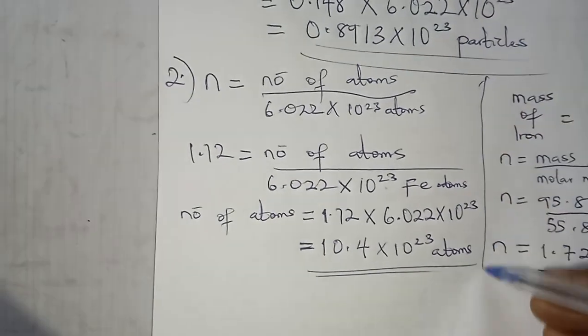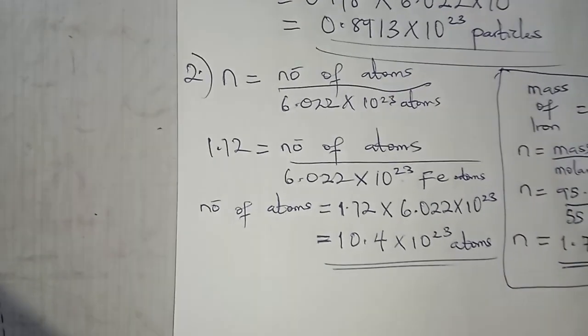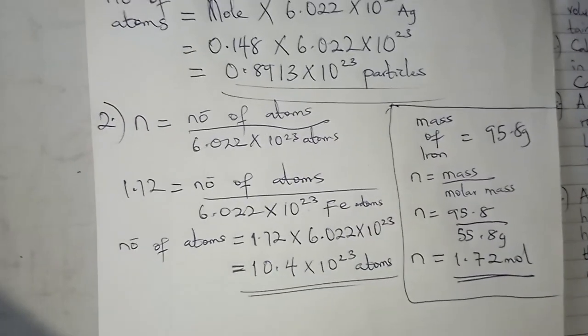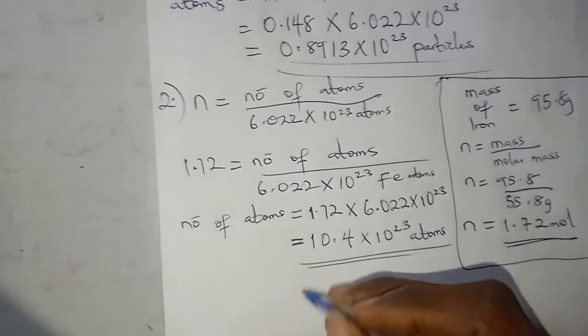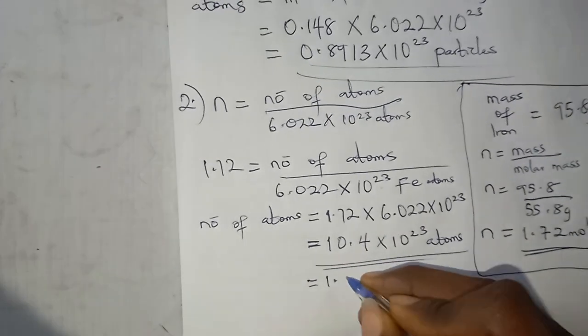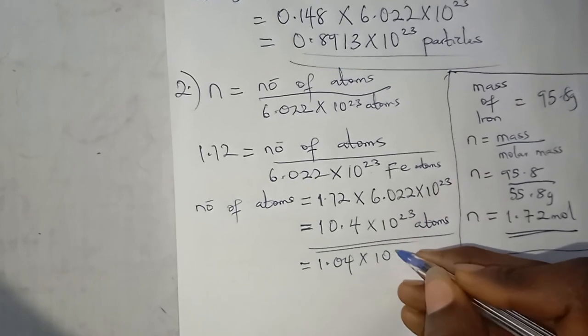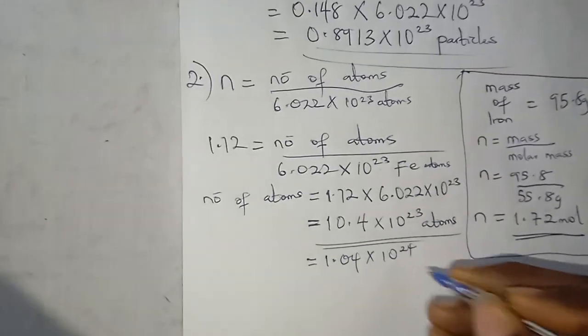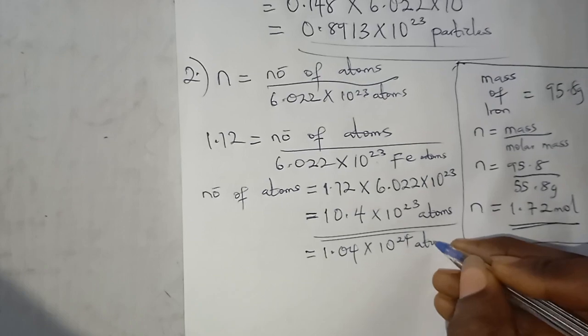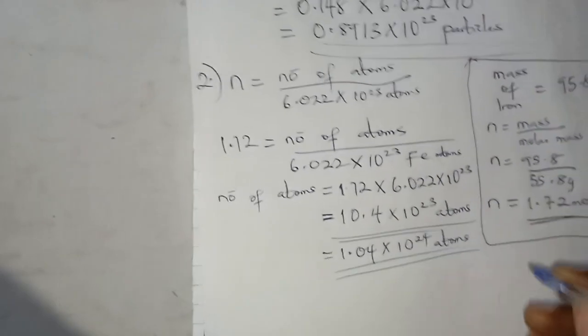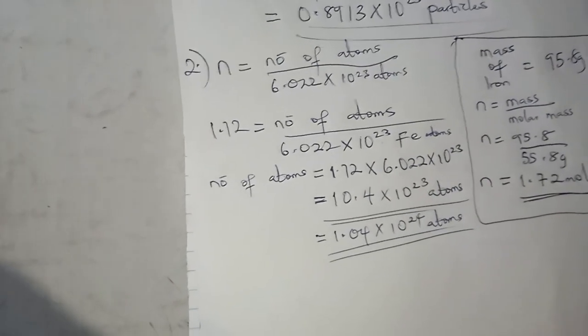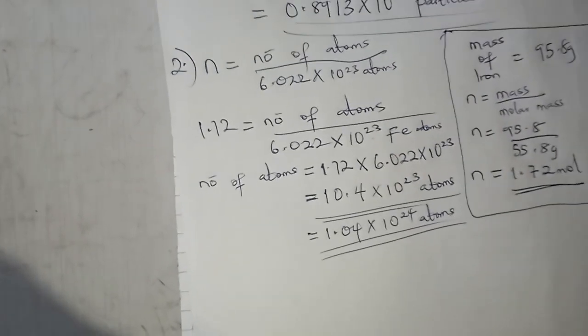Remember that we make use of mole, so we got mole first using the mass given to us. In case you did your own and you got something like 1.04 times 10 raised to the power 24 atoms, you are still correct. You are still correct.